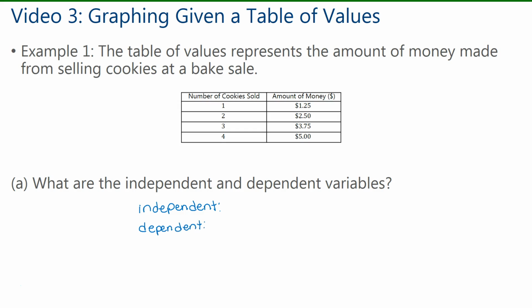And when we looked at this previously, we said that when the independent variable changes, the dependent variable is going to be changed as well. So one affects the other. So in this example where we have the number of cookies sold and the amount of money, the number of cookies sold affects how much money is made. So we can say that the independent is the number of cookies sold, and the dependent is the amount of money made. So this makes sense since the amount of money depends on the number of cookies sold.